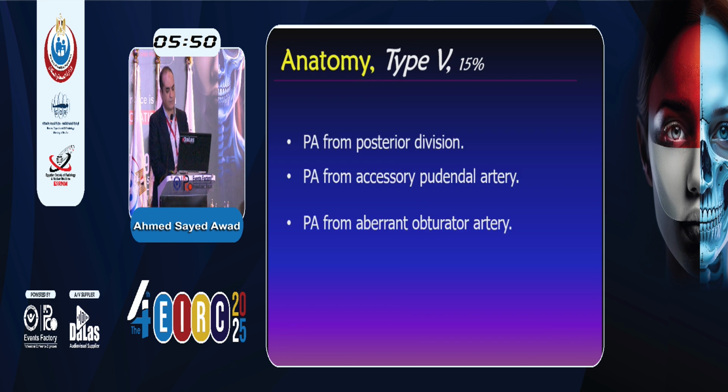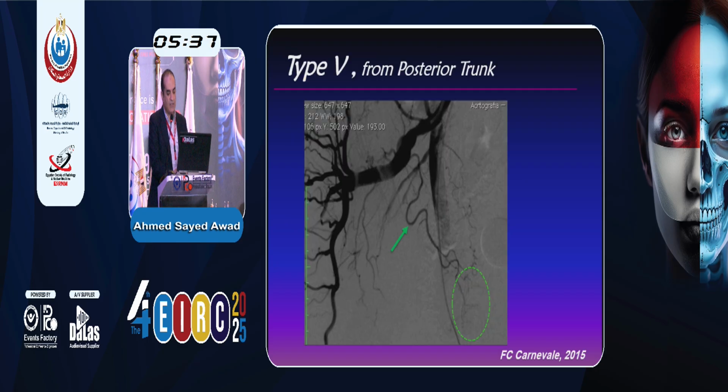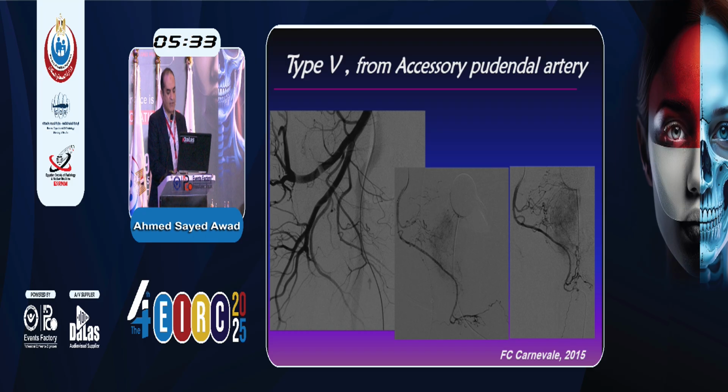Type 5, I called it the others. The others means it arises from other branches, such as from the posterior division, from the accessory pudendal artery, and from the aberrant obturator artery. In this case, it arises from the posterior division. Here it arises from the accessory pudendal, which runs parallel to the internal pudendal, and this is considered one of the difficult cases.